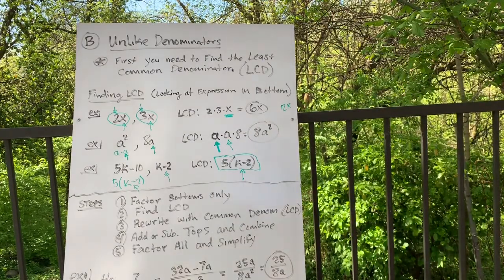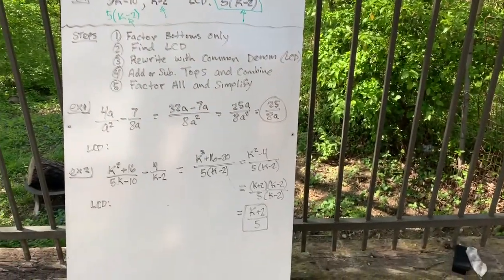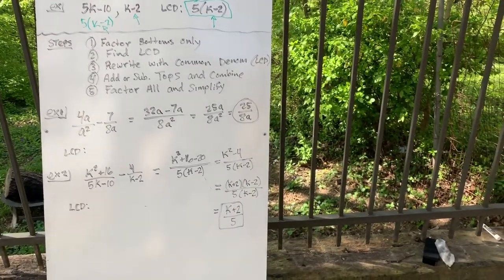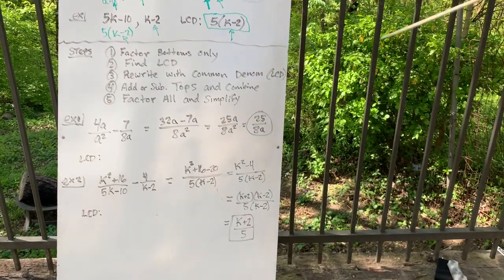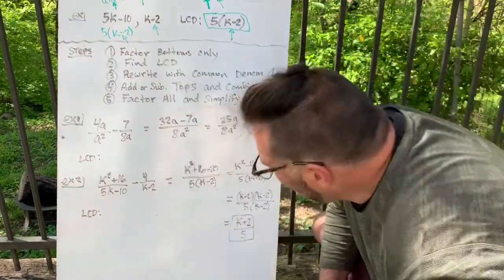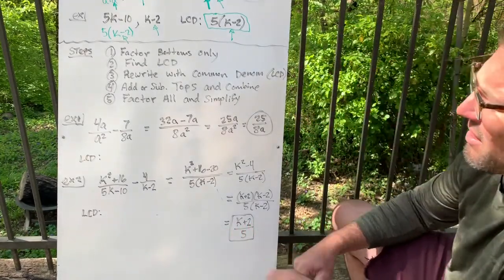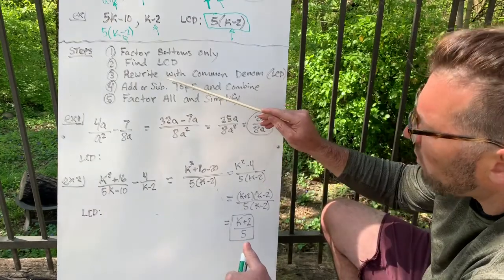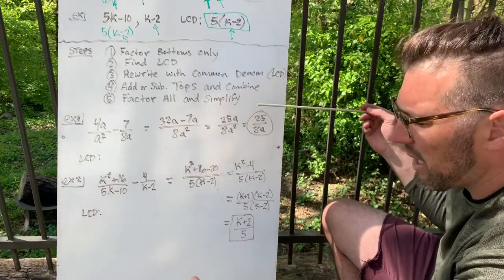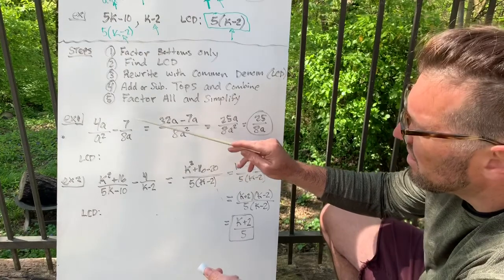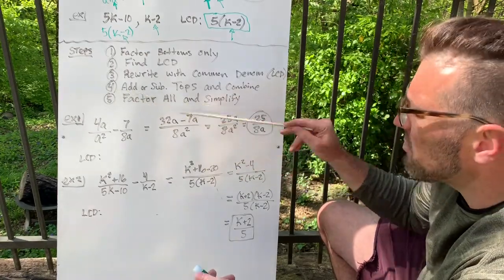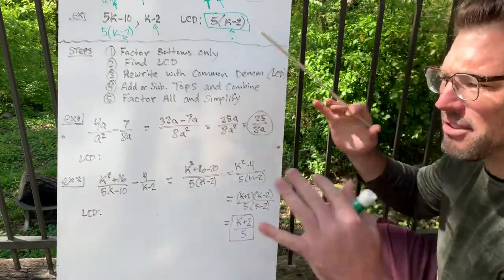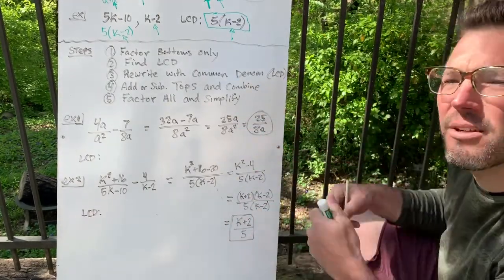Let's take a look then at the steps to solving when they don't have common denominators. Okay. So first, we'll want to factor the bottoms only. And that's so that we can find the least common denominator. Factor the bottoms only, find your LCD. Then you need to rewrite your fractions with the common denominator. I'll show you what I mean. At 4, you add or subtract the tops, you combine your fractions into 1, and then 5, you've got to factor everything, factor the top completely, factor the bottom completely, and simplify.